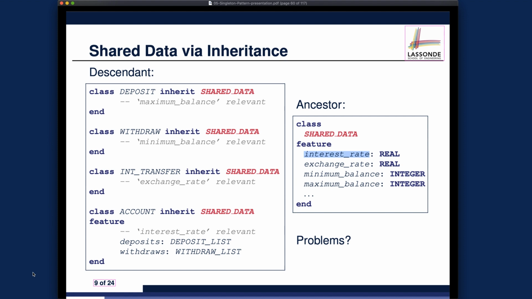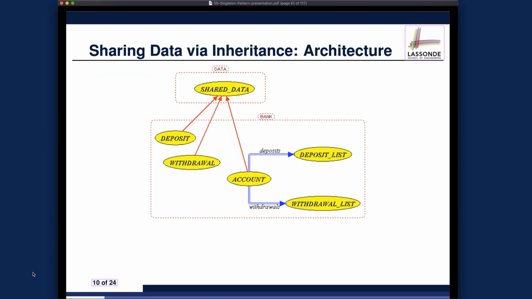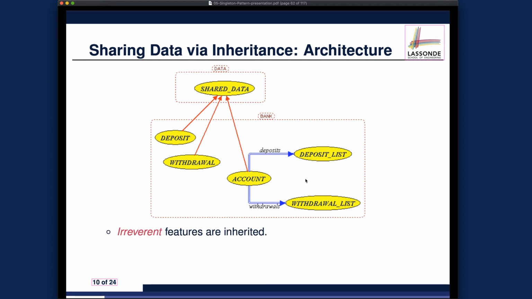Okay. So this is just the architectural diagram for sharing using inheritance. You can see, as we said before, you got inheritance arrow over here. You can see all of them are simply subclasses of the shared data, which contain the union of all the possible shared data. And also you got some client-supplier relations over here. Okay, and then we say irrelevant features are inherited, so that's exactly the violation for cohesion.